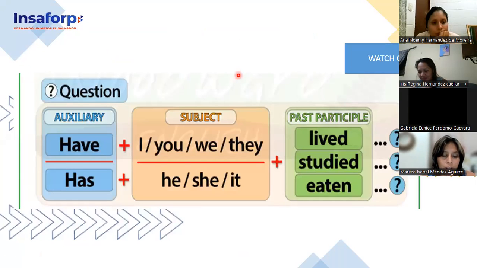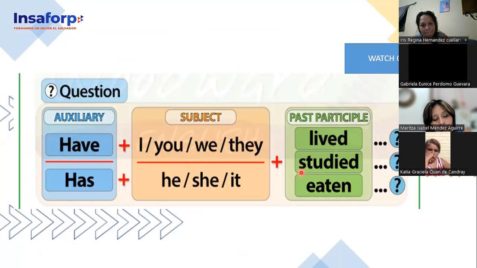So here we have another part, which is also very important: in present perfect, we can also create questions. And how do we do that? Very easy. We just move the auxiliary to the beginning, depending on the subject, and then the verb in past participle, the complement, and of course, the question mark at the end. That's the formula that we have to follow. As you can see here, we have an example: I have lived in El Salvador for 20 years, for example. Or, I'm sorry, has he eaten pupusas yet? That's the way we're going to say the questions.